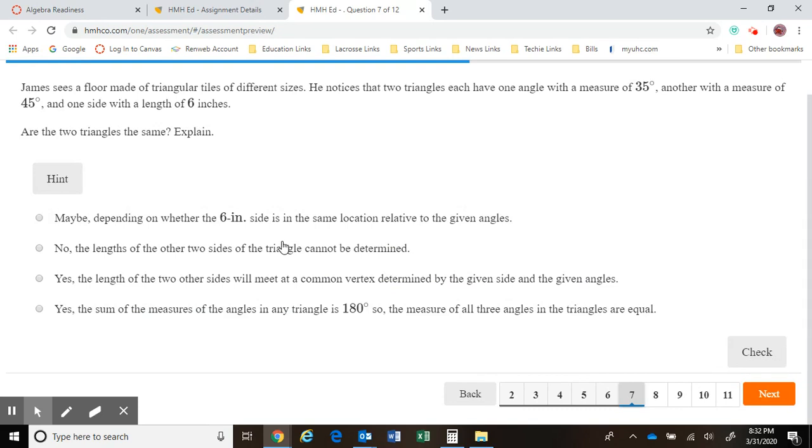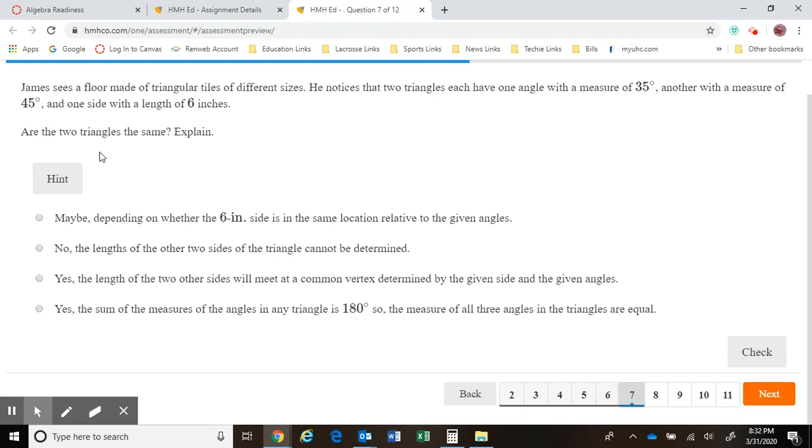James sees a floor made of triangular tiles of different sizes. He noticed that 2 of the triangles have one angle with a measure of 35 degrees, another with a measure of 45 degrees, and one side with a length of 6 inches. Are the 2 triangles the same?